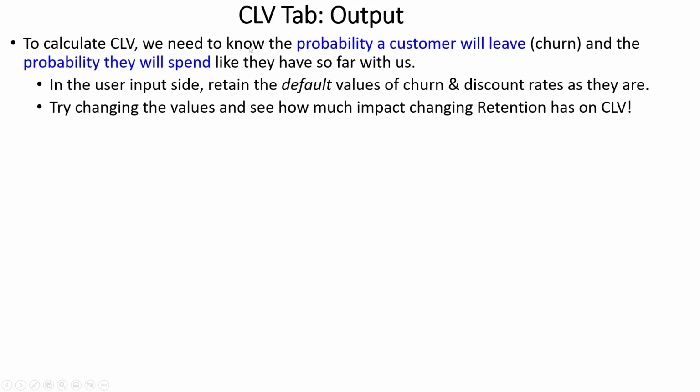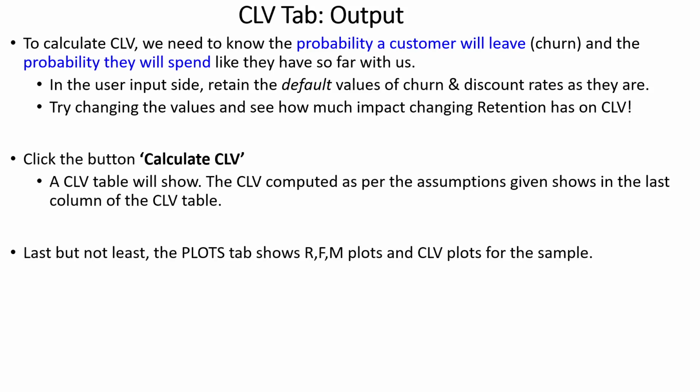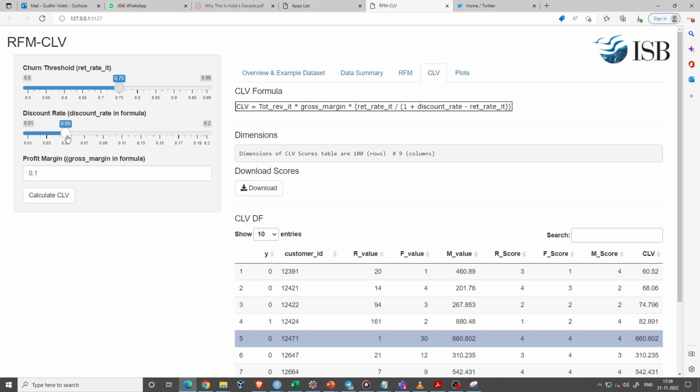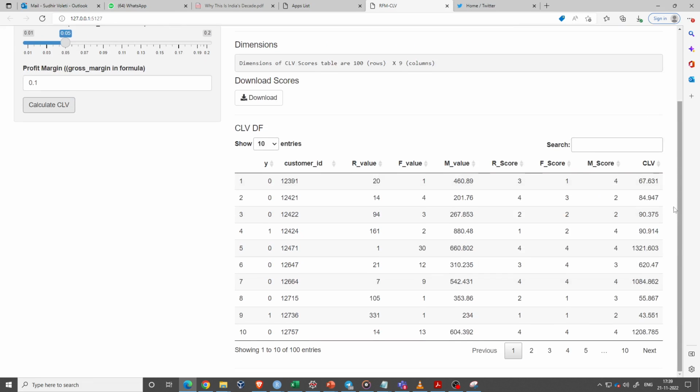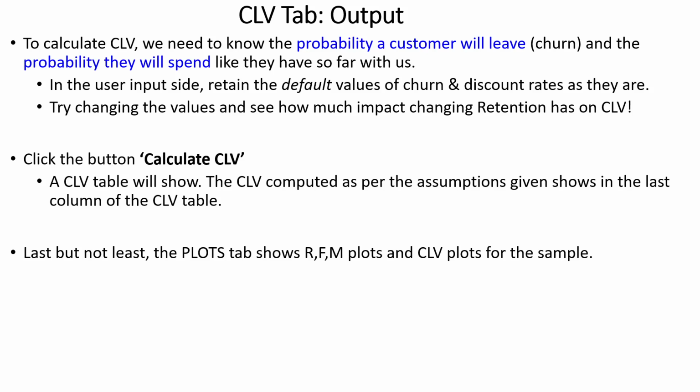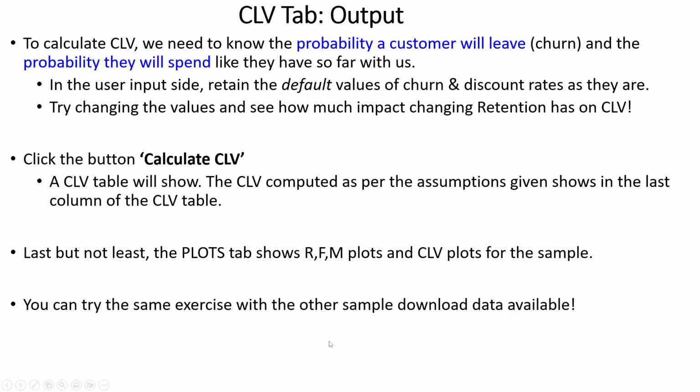Let me quickly run over the slides. To calculate CLV, we need the probability that the customer will leave and the probability they will spend. We chose to use the default values of churn and discount rates. However, you can change them and see the impact on retention. So if you go to CLV and ask what happens if my discount rate is halved, you'll see all these numbers change drastically. What happens if my threshold goes up from 75 to 85% retention? You will suddenly see all these numbers change and so on. And so we saw the plots tab as well.